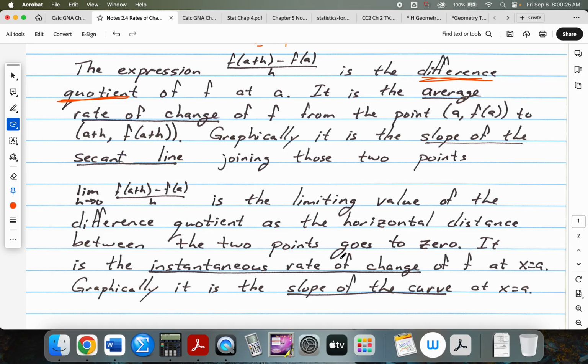It is the instantaneous rate of change of f at x equals a. It is the slope of the curve at x equals a. All those things are true. So we can call it the instantaneous rate of change. Graphically, it's the slope of the curve, or we can also call it the slope of the tangent. The tangent and the curve have the same slope at that point, because if you zoom in on that point enough, it looks like a line.